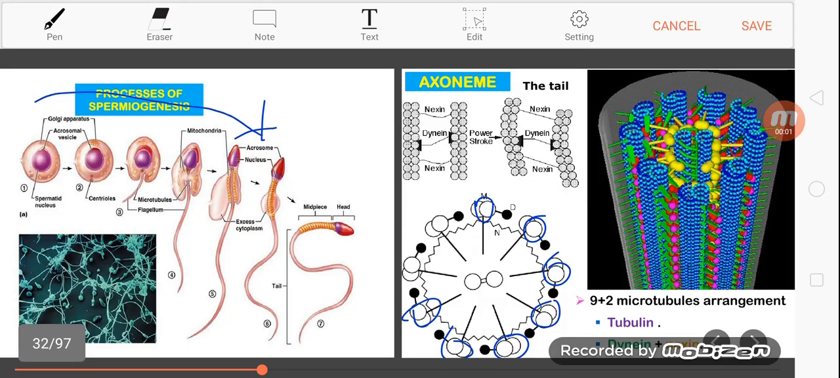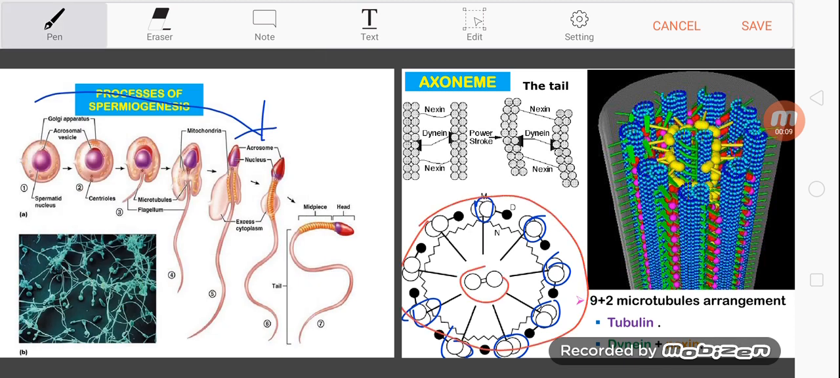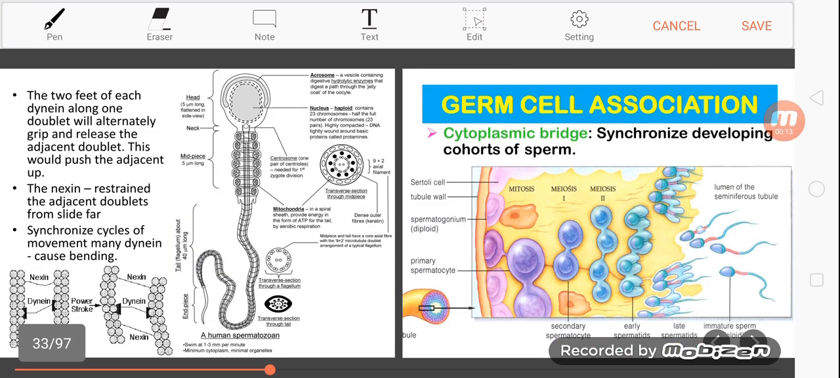Okay, continue just now. 9 plus 2 microtubule arrangement. 9 plus 2. Okay, this slide is more about the tail.